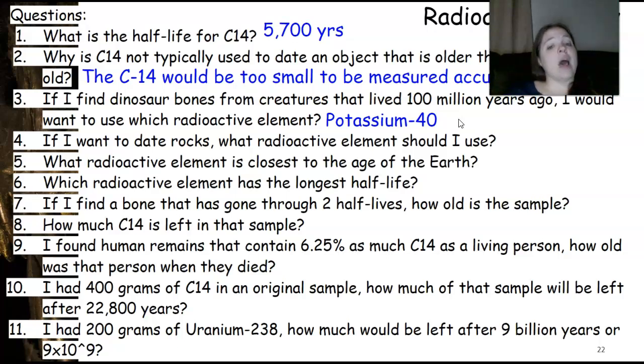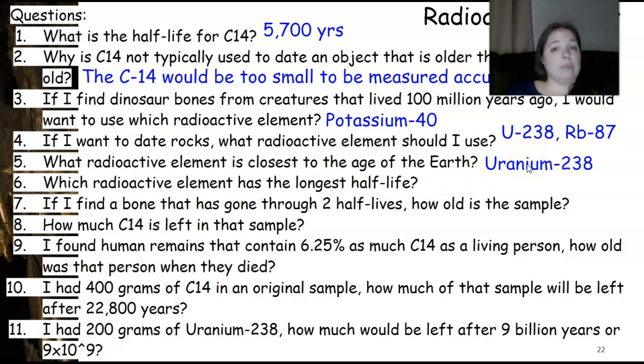If I want to date rocks, what radioactive elements would I want to use? You could use either U-238 or rubidium-87. If you want to be more precise, you want to do this one because it's more specific. What radioactive element is closest to the age of the Earth? Uranium-238. Remember, the Earth is 4.6 billion years old. This is a 4.5 billion year half-life.